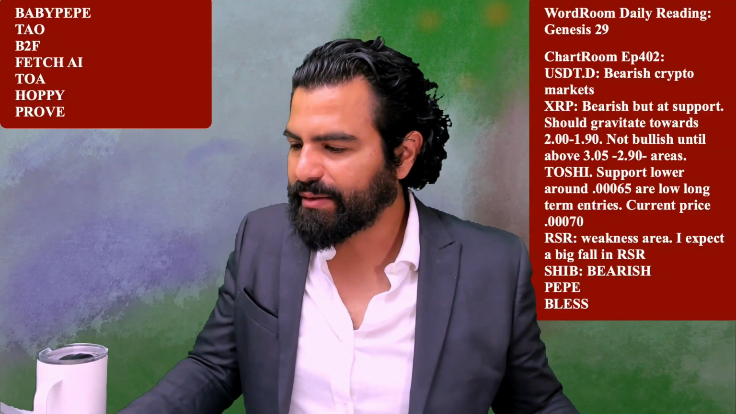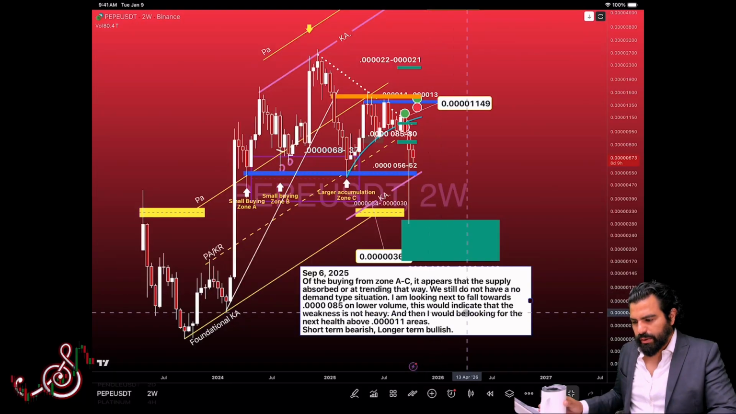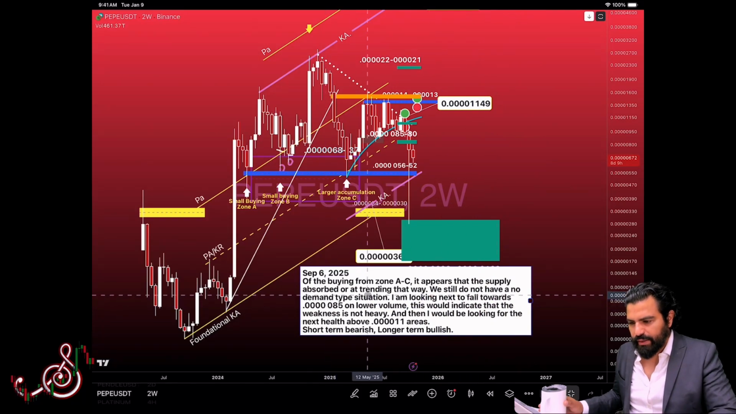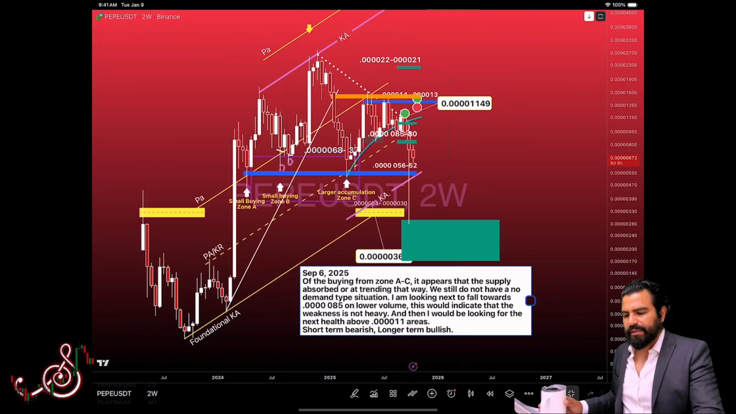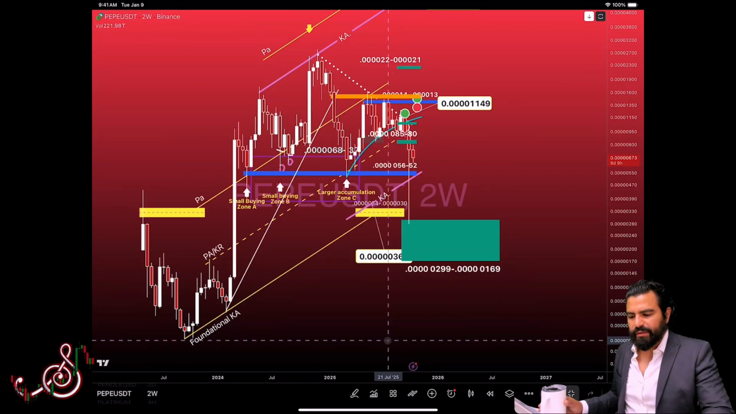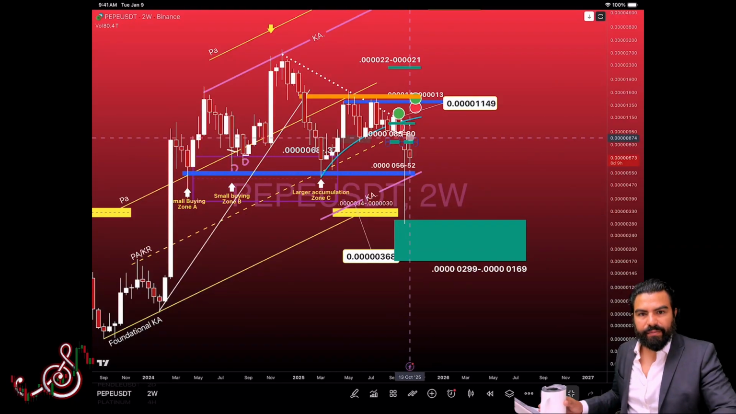All right, here we're going to go. Pepe. September 6th, I'm looking to fall towards 0.085. We already got there. Yeah, that's already filled. Then I'm looking next at how the lever goes: short-term bearish, long-term bullish. All right, the foundational area is still holding. This one already fulfilled. September 6th, we already hit our 85. That's our 85 number about here.